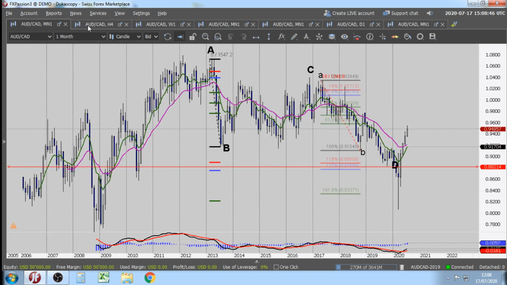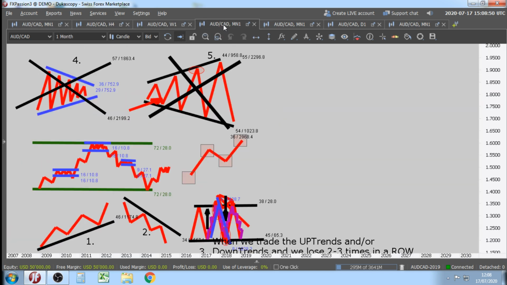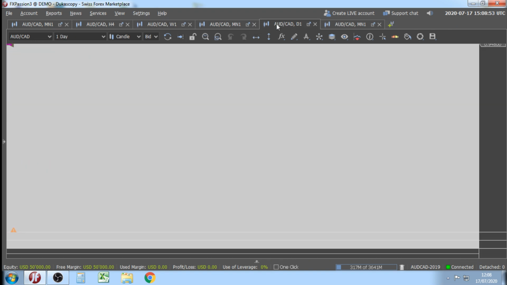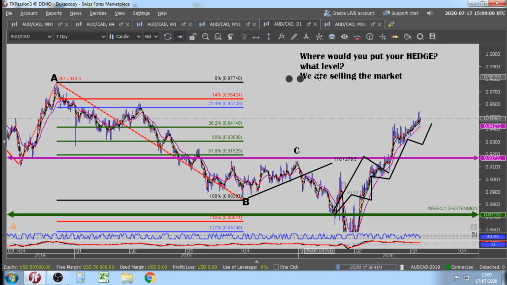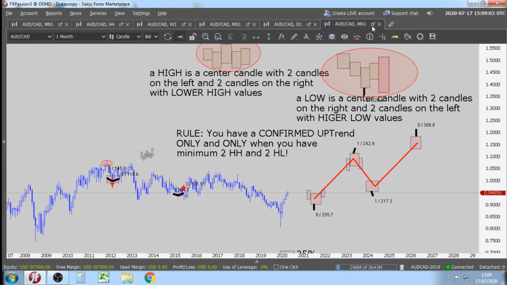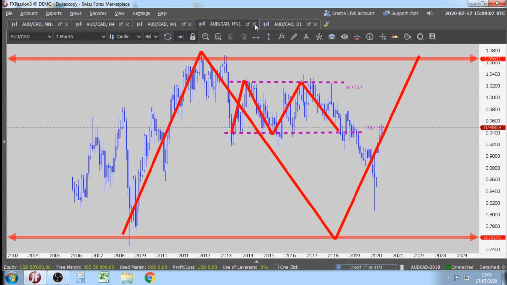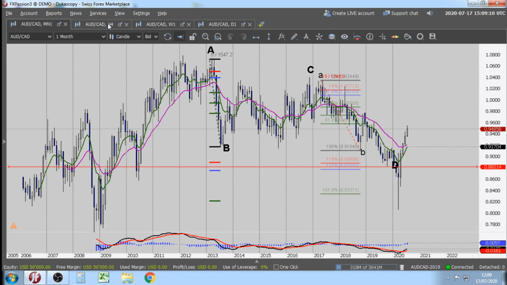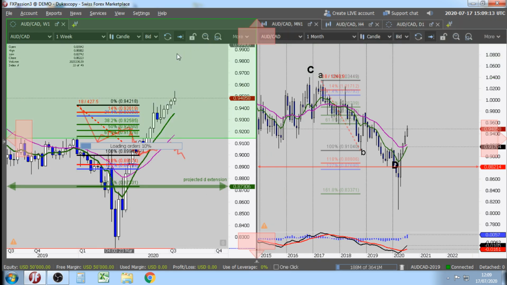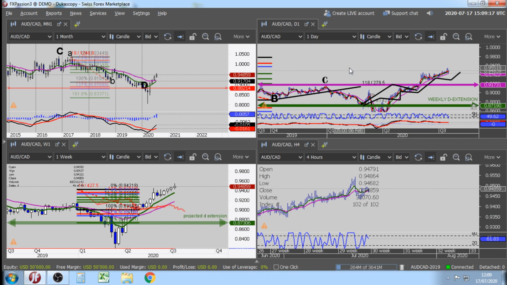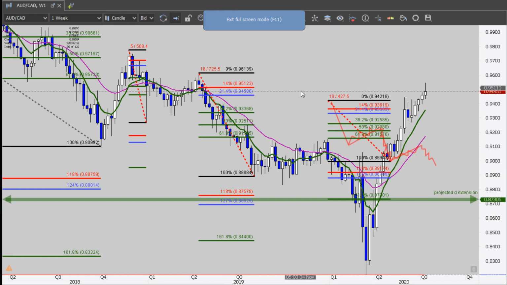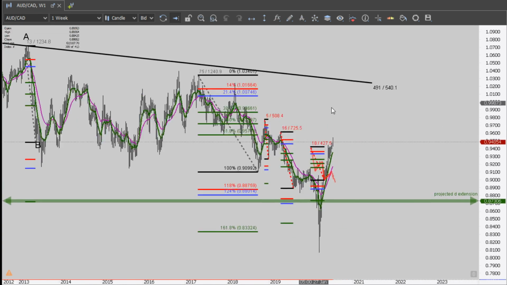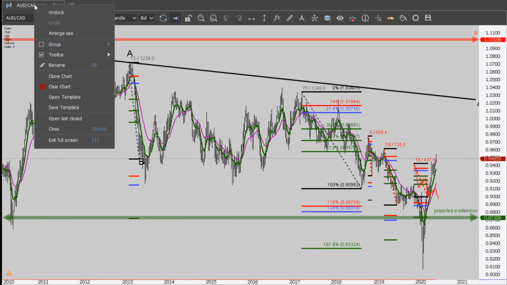NZD CAD out, AUD CAD, out, AUD CAD daily. This is from the past lessons. AUD CAD monthly. This is also from the past lessons. We have the daily, we have the monthly, weekly, monthly, weekly, daily. There you go. Check out. So this is the monthly. Let me check the weekly. Weekly, okay, great, perfect.